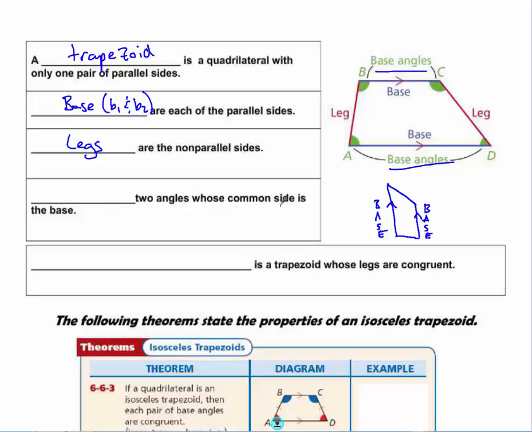And the two angles whose common side is the base. So if we look at this picture, we see two angles whose common side is a base. So this is a base, and there's an angle here, and an angle here. So this angle and this angle are the base angles.